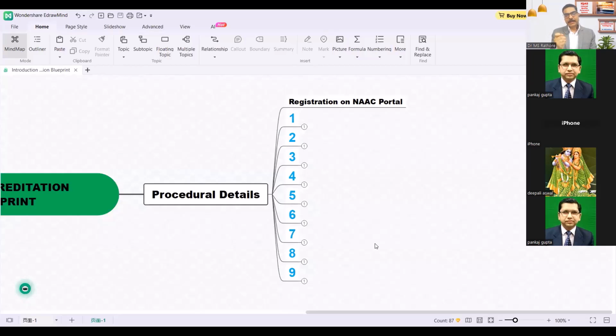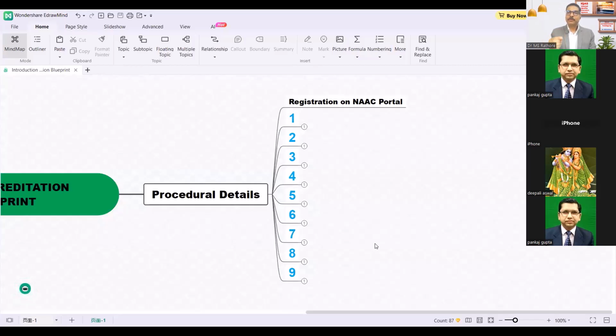There were significant improvements, so there was a bifurcation of the matrices. Matrices means questions. NAAC has matrices under 7 criteria and key indicators, and these matrices have been divided into 2 parts: one is the quantitative type of matrix and one is the qualitative type of matrix. All these things I will be discussing with you.